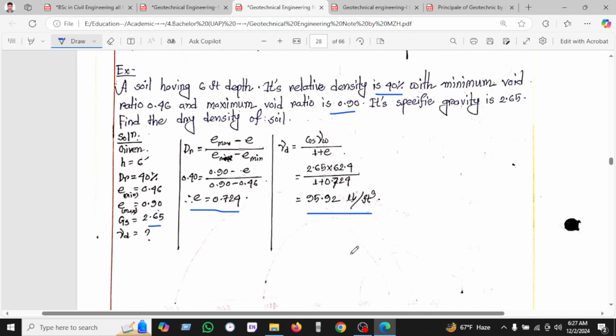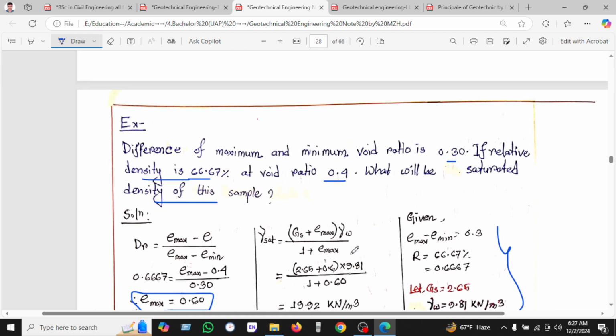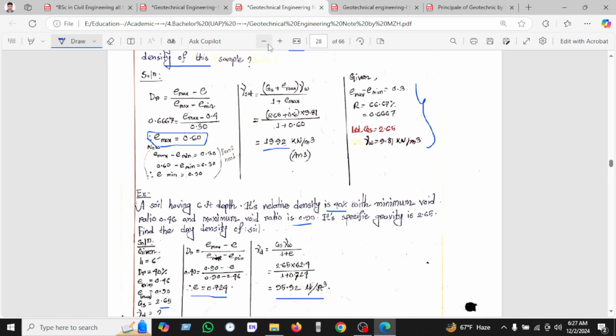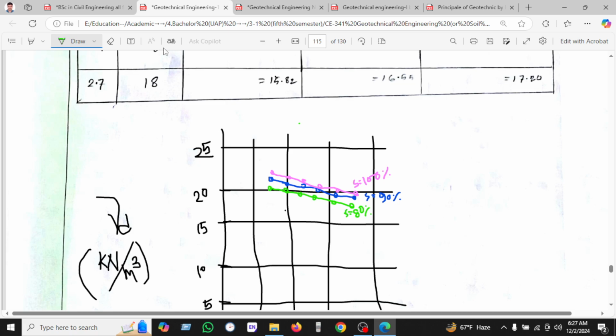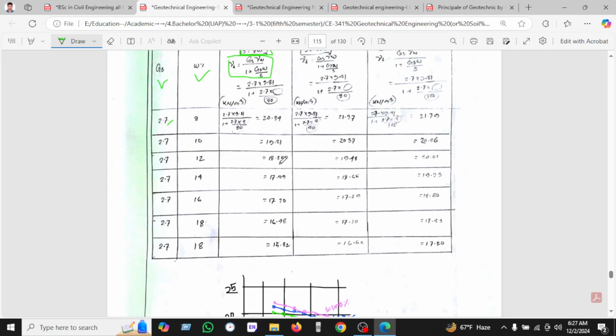So this lecture will go in depth on compaction. If you have any questions, then let me know.